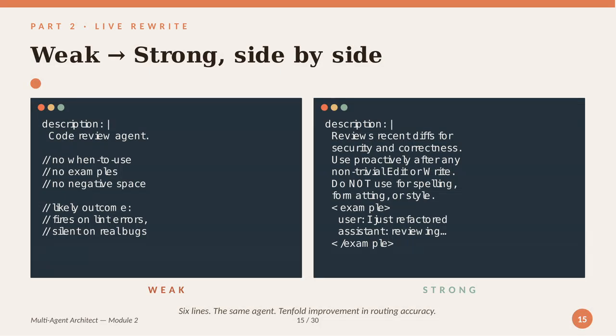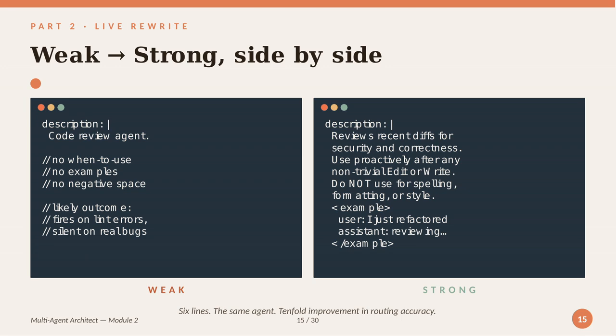Live rewrite. Same agent, two descriptions, side by side. On the left, the weak version. Three words: "Code review agent." That's all. No when to use. No examples. No negative space. The likely outcome? It fires on lint errors, because "review" pattern matches to anything code-shaped, and it stays silent on real bugs because the router doesn't know that's what it's for.